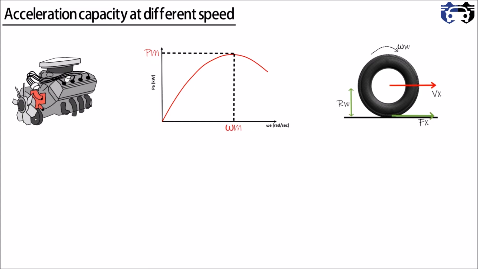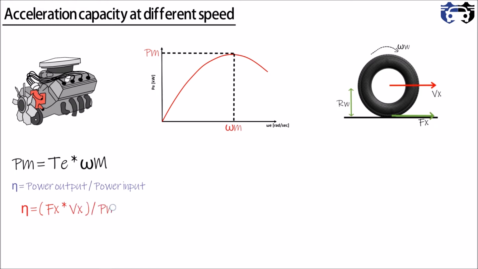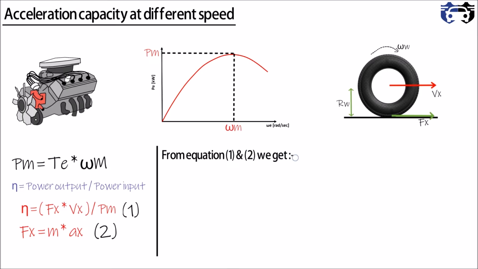We know that power is given by Te multiplied by omega m, and efficiency is equal to power output divided by power input. So we can write efficiency equals power output, that is Fx times V, divided by power input, that is Pm. Fx is given by mass times acceleration. From equations 1 and 2, we get Ax equals Pm multiplied by efficiency divided by mass multiplied by Vx. So this is the acceleration capacity of the car.